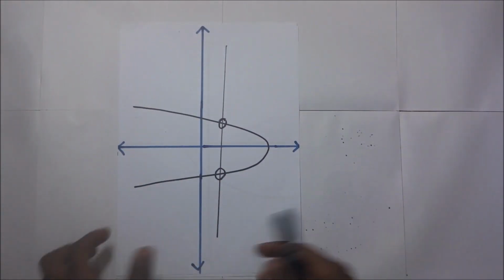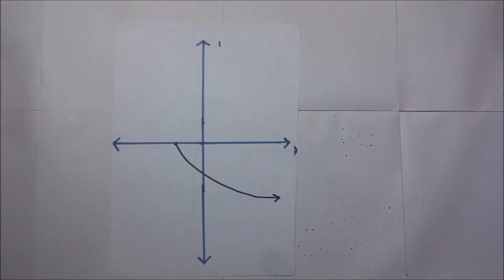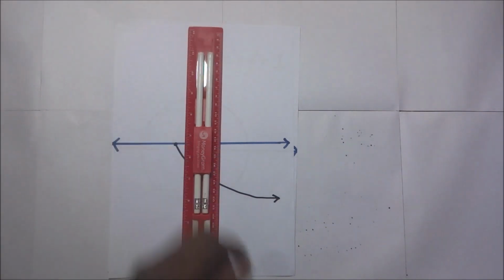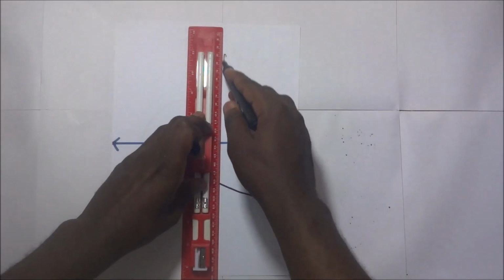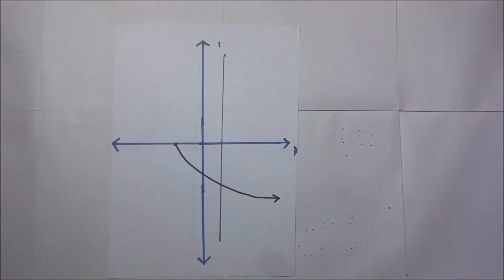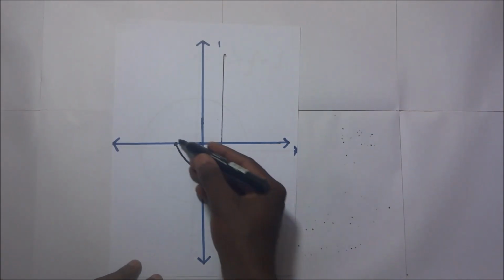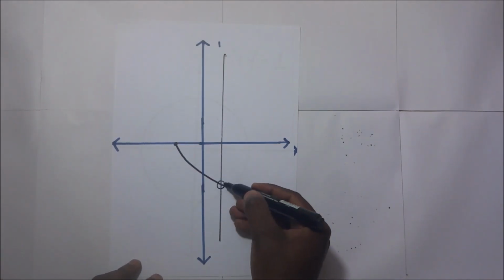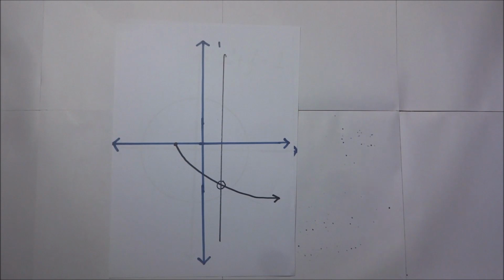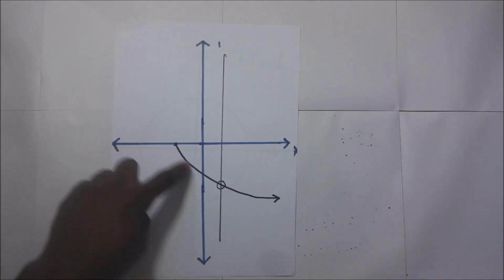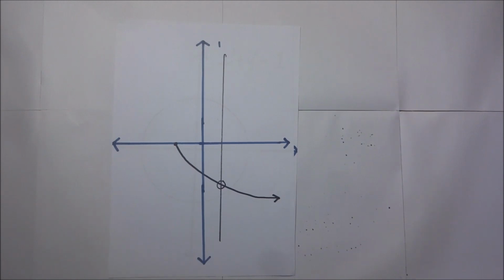Let's look at another graph. We shall be repeating the same procedure here. Still, we are going to draw our vertical line like that. And when we draw our vertical line, it is intersecting the graph exactly once. And when it intersects it exactly once, then we say this relation is a function.